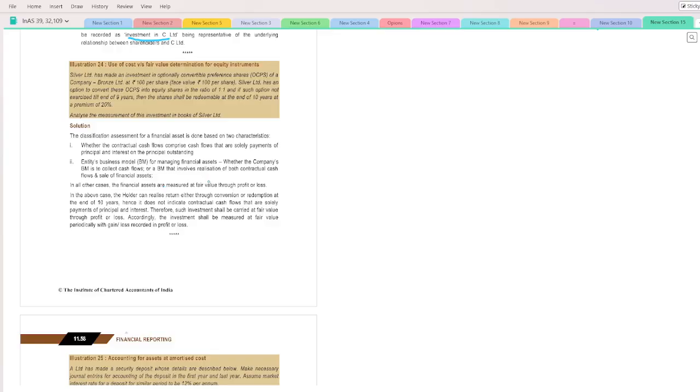So that means then it will be going under the FVTPL. So this is what they are trying to say. In the above case, the holder can realize a return either through the conversion or the redemption at the end of the 10 years. Hence it does not indicate the contractual cash flows that are solely the payment of the principal and interest. Therefore, such investment shall be carried at the fair value through P&L. Accordingly, the investment shall be measured at the FVTPL with the gains and the losses recorded in the profit and loss.